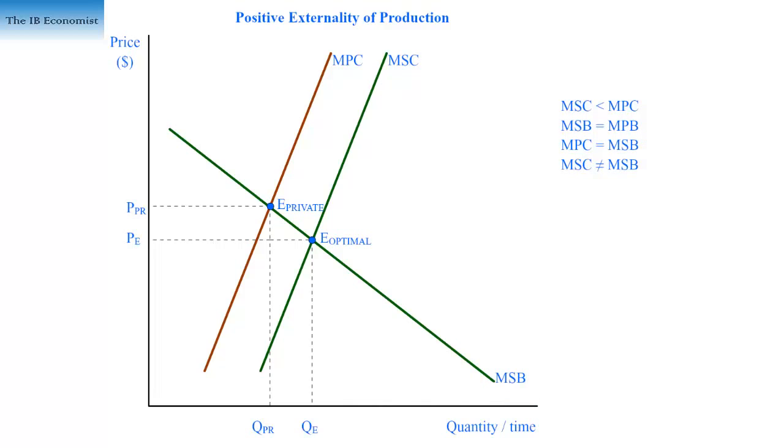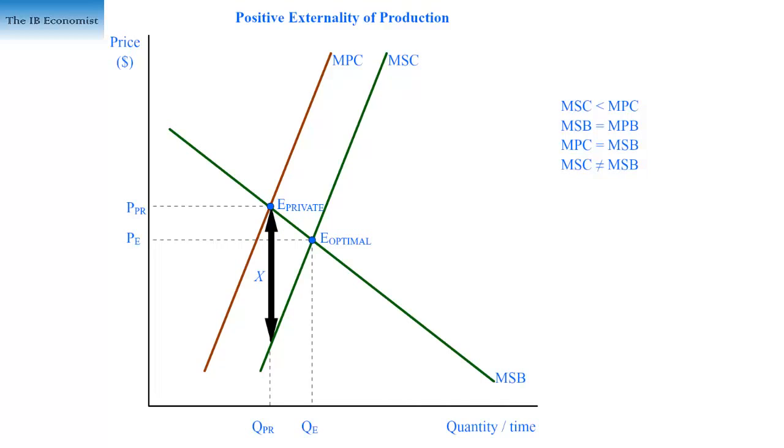At our equilibrium E private, the marginal private cost would equal the marginal social benefit. Also at this equilibrium, the price would be PPR and the quantity would be QPR. The optimal equilibrium, on the other hand, is E optimal, where we are going to observe a lower price PE and a higher quantity QE. So immediately we can notice that at the private equilibrium, the price is set too high and the quantity is set too little, meaning that society underproduces this product.